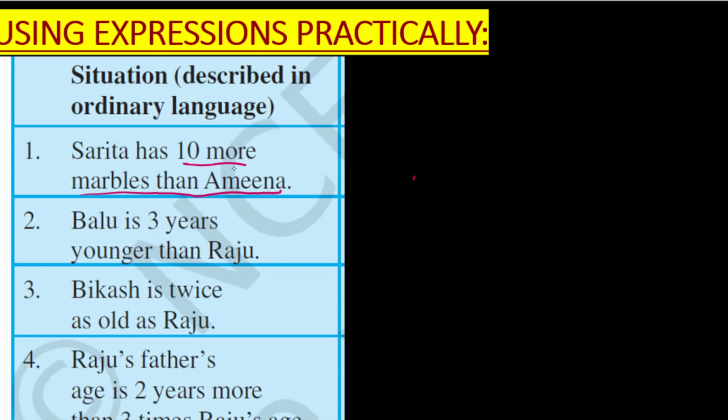Here Sarita's marbles depend upon Amina's. If we know Amina's marbles, then we can say exactly the number of marbles Sarita has. So let's take Amina's marbles as x. Amina has x marbles. If Amina has x marbles, then Sarita's marbles will be here. It is the variable x.